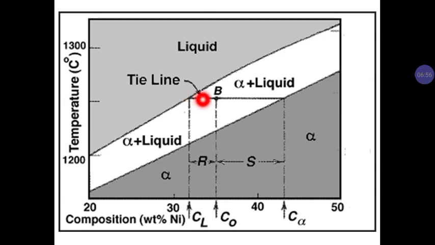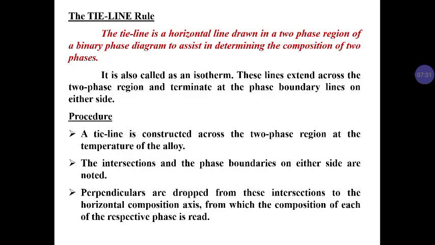So at constant temperature, we draw a line in a two-phase region, where the two phases are liquid and alpha phase. This is a two-phase region. So here we draw this line to find out at what composition it is completely liquid, and at what composition it is completely solid, at that particular temperature. That can be understood from the tie line.